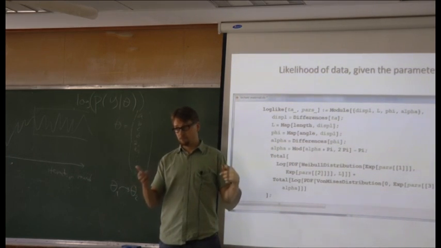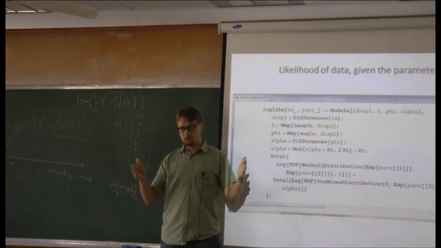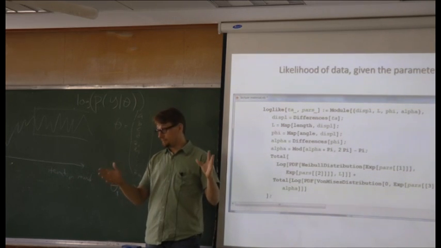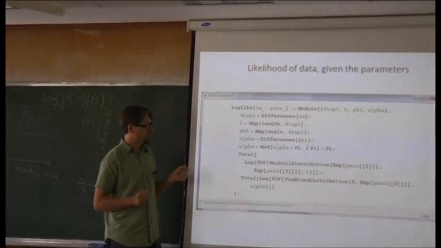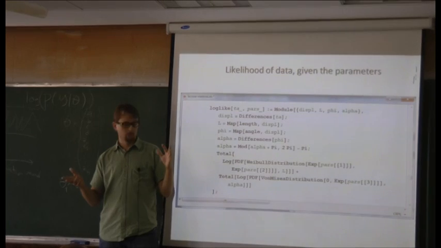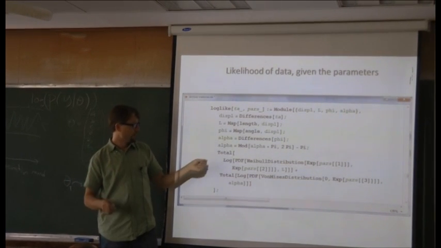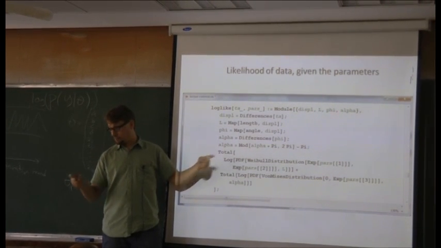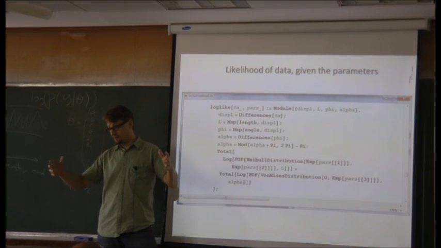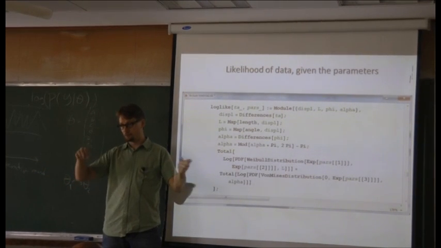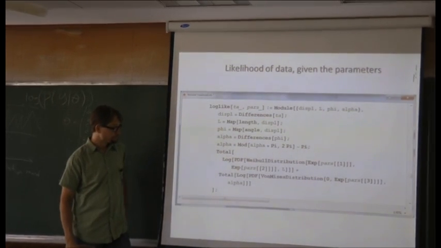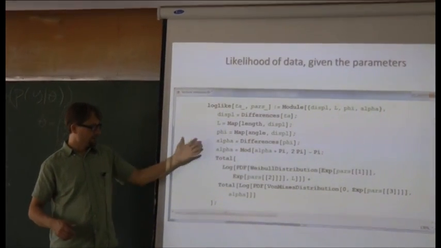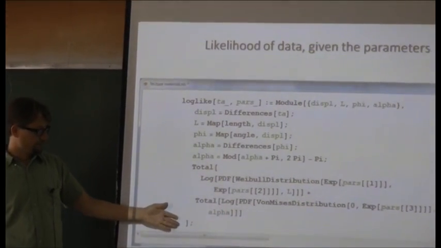Then as Luca was explaining, you might get values which are not between minus pi and pi, or however you want to define your distributions. I'm using it going from minus pi to pi. So if I go outside that range, then I just add 2 pi or subtract 2 pi to get to that range by this expression. And then I can figure out the likelihood of the data.